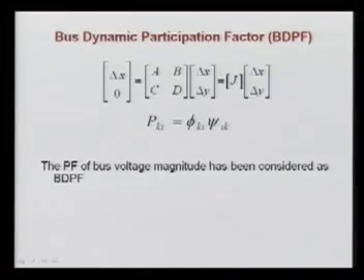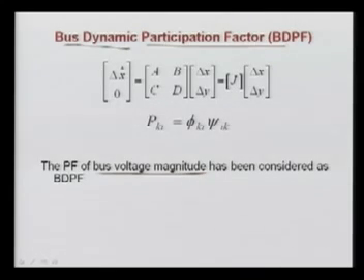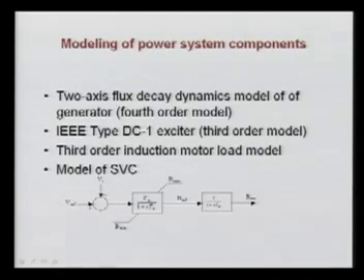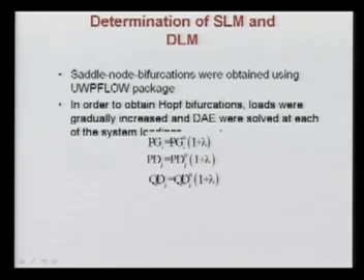Again for the dynamic case, we can use the participation factor for the bus voltage magnitude, and this is called the bus dynamic participation factor. Here, if you are using the dynamic equations, the participation factor can be defined again as the left and right eigenvector multiplication. Based on this, we can go ahead and determine the static load margin and the dynamic load margin.